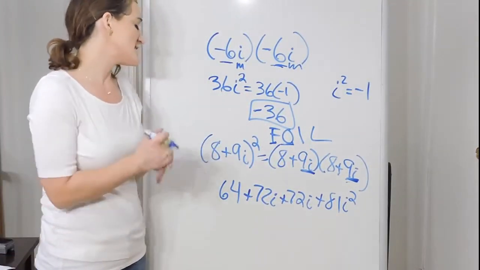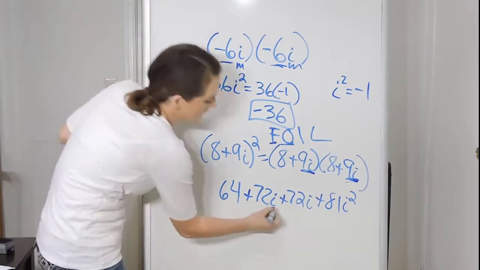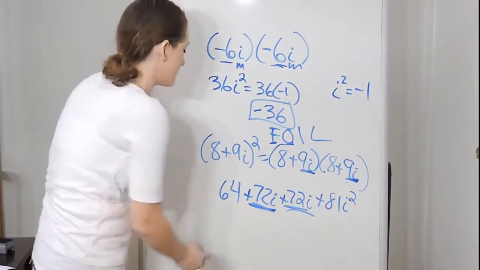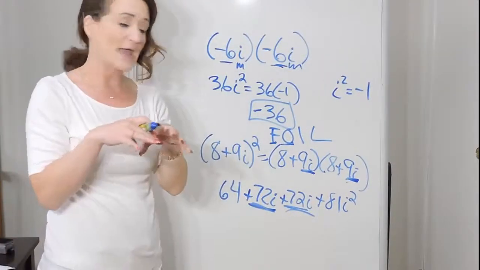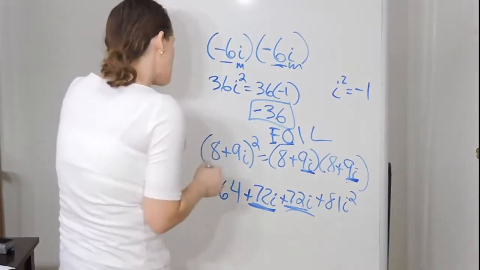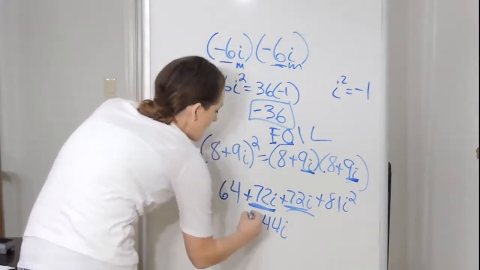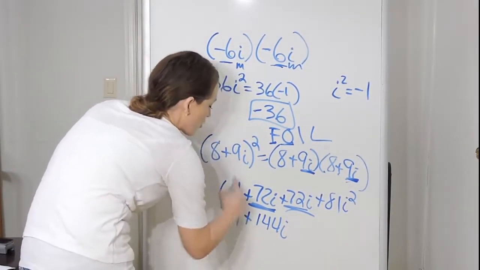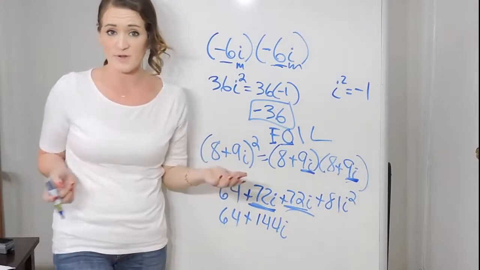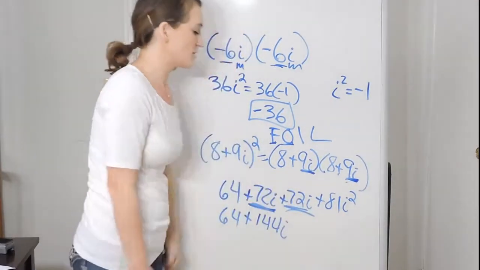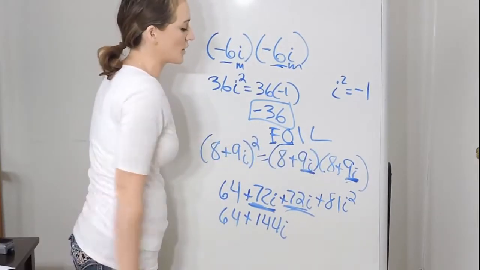Then we have a little bit of simplifying that we need to do here because I see some like terms. 72i plus 72i, we need to go ahead and combine those together. 72 plus 72, so that's 144i. I'm going to drop down the 64 over here in the front. There's no other number to combine that with as of now. Otherwise, this back term over here, 81i squared.